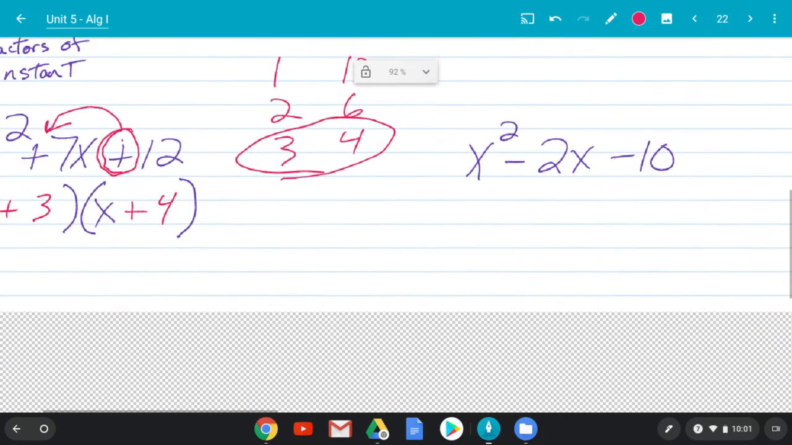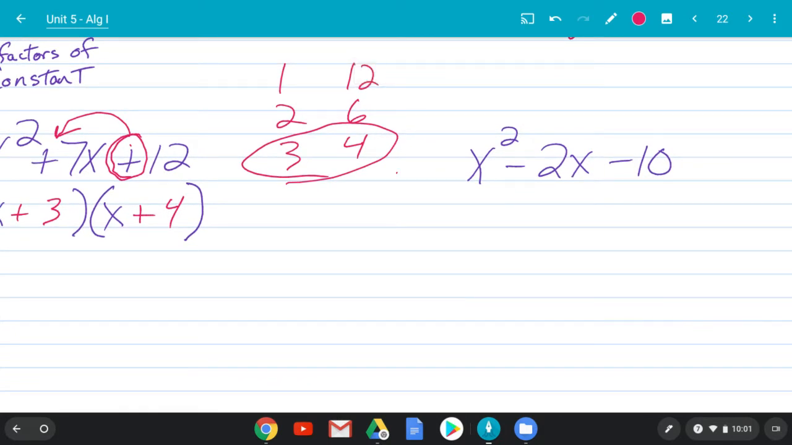Let's try the second one. Let's try this one right here. Okay. X squared minus 2x minus 10. First of all, is there a leading coefficient? No. Well, I apologize. I skipped one, didn't I? Is there a GCF? No. Is there a leading coefficient? No. So, split in signs.